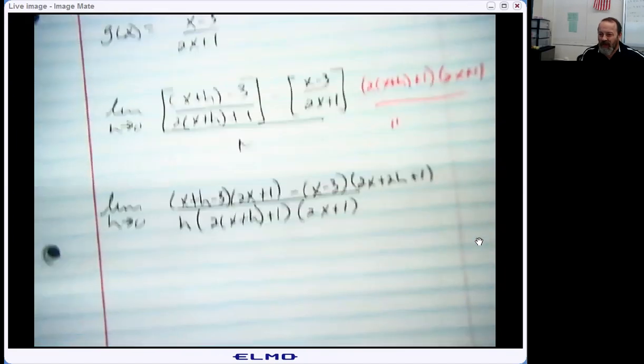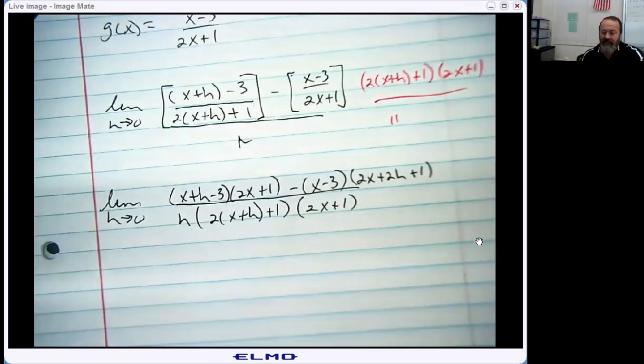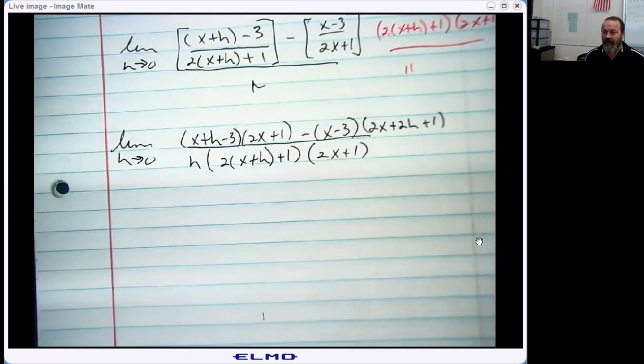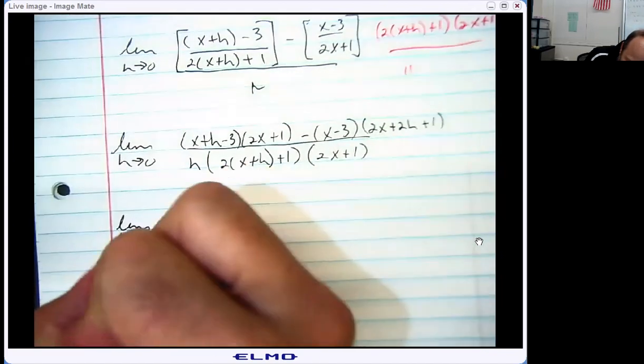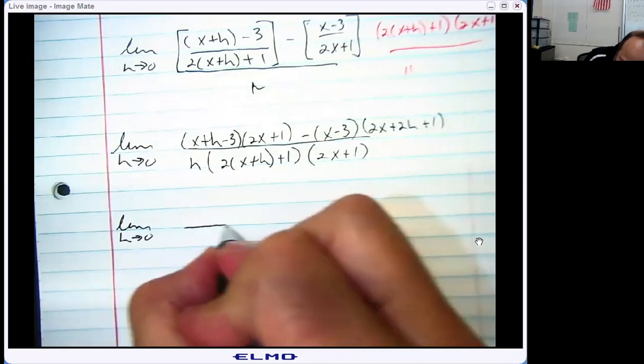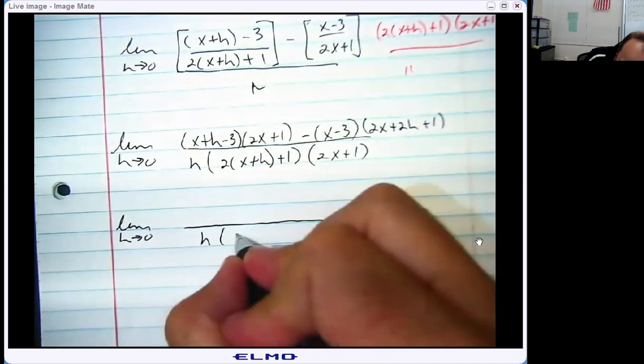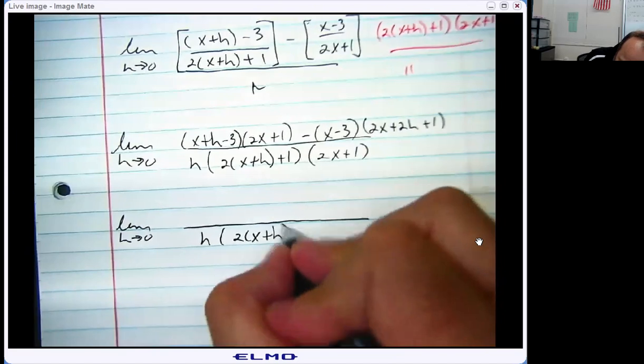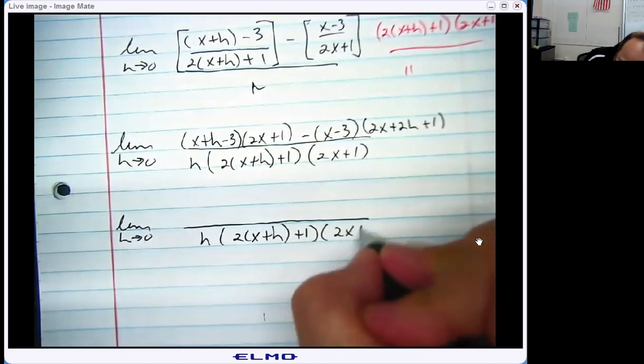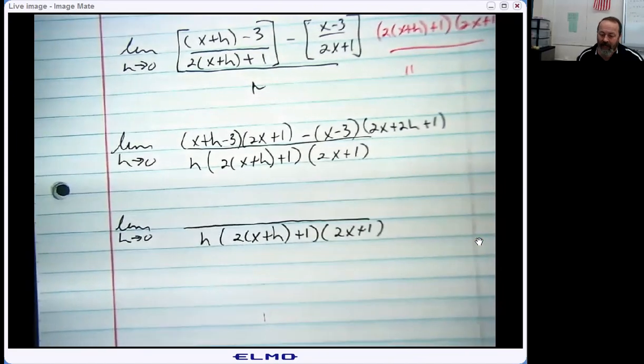Now, that could be easier for you than the way that I did it in class because I was running out of time, so I kind of had to go quickly through that. But now we just have kind of a tough little algebra problem where we have to distribute all of that stuff and see what happens.